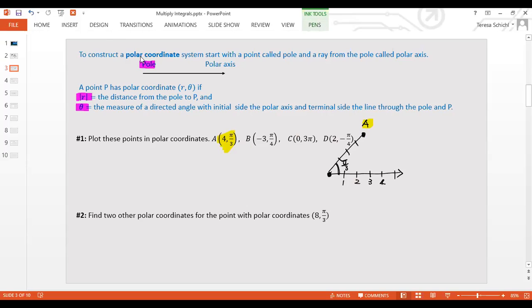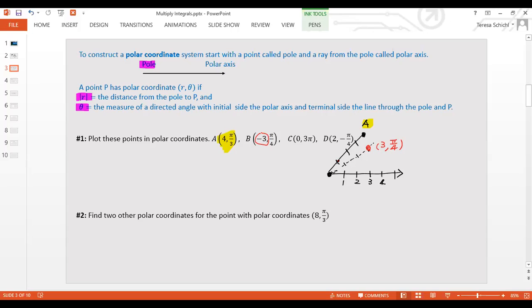B is equal to, let me get rid of this one here. Okay, so the B is negative 3 pi over 4, right? Okay, 3 is here. So if I do it this way, this is 1, 2, 3. Then at this point here I have pi over 4. So this point will be 3 pi over 4, correct? But what I'm looking for is a negative 3.